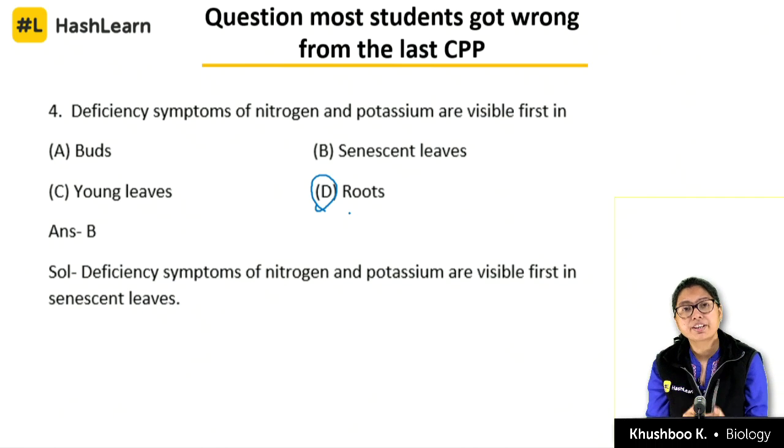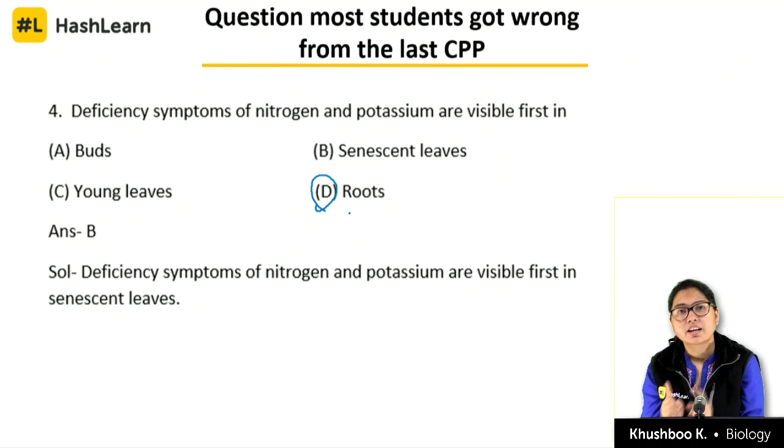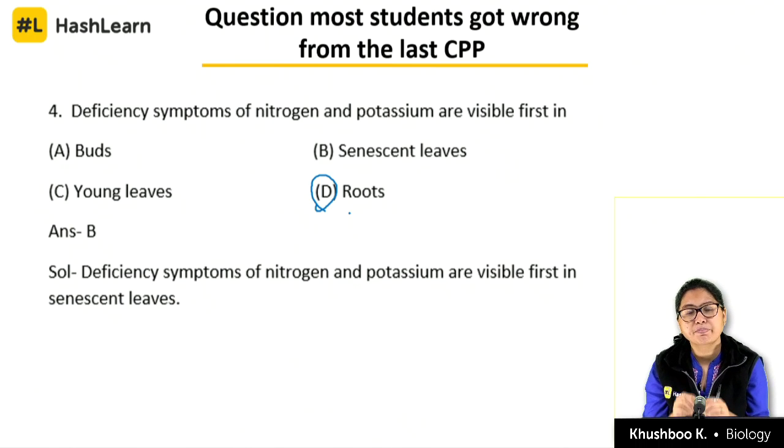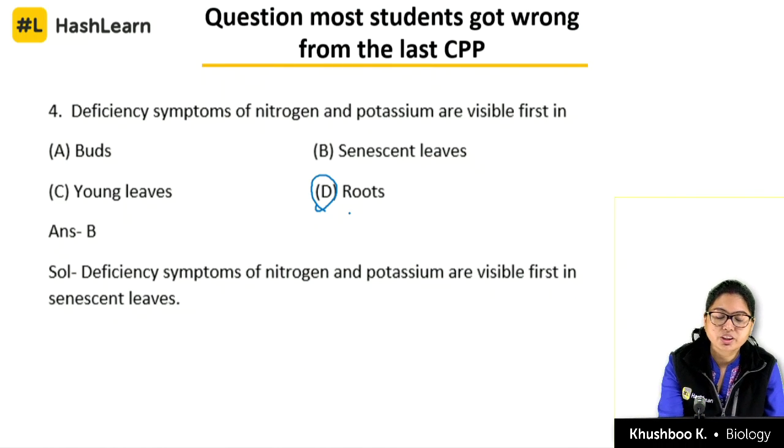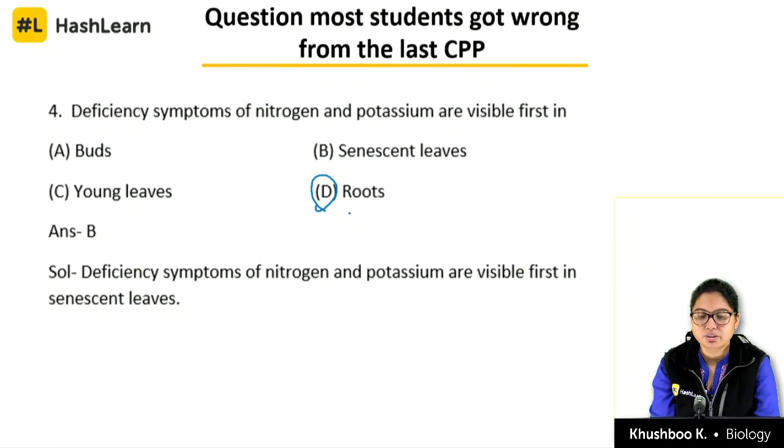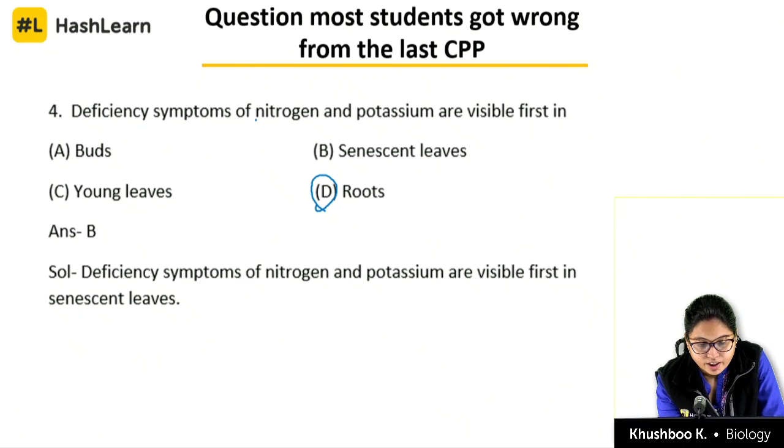Okay. But if it is an immobile nutrient like calcium, which is a part of the building block of the cells, like it's a part of the middle lamella, so it is an immobile element, so the deficiency symptom will be first seen in the young leaves. Okay. So these are the two things which you are supposed to remember with reference to the nutrients.